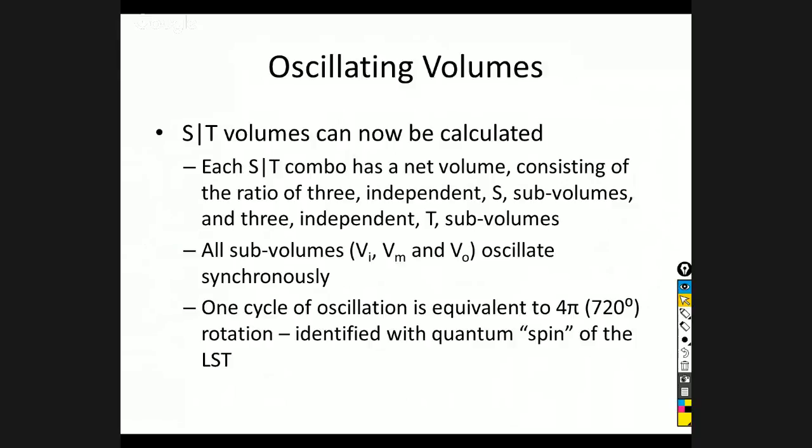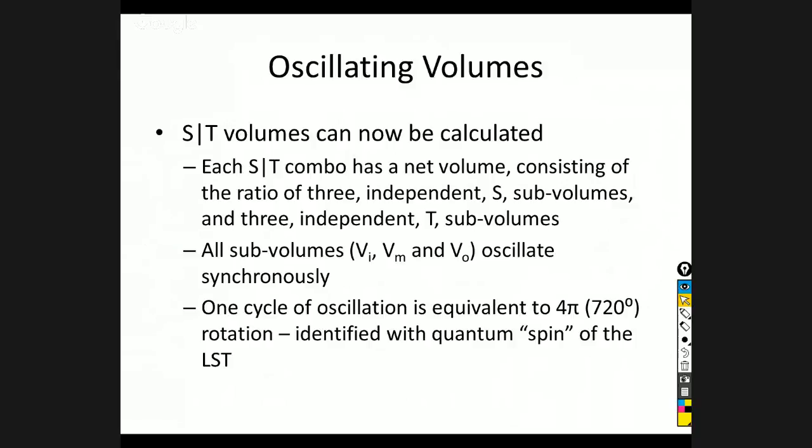All subvolumes: V sub I, the inner one that fits inside the stack, then Vm, which fits around the 2 dimensions of the stack, and then V sub 0, which fits around the 3-dimensional stack, or the stack fits inside it. So you get the square root of 3 as its radius for V sub 0, the square root of 2 for Vm, and the square root of 1 for Vi. But they all oscillate synchronously. That's very interesting and should have some implications further down the road.